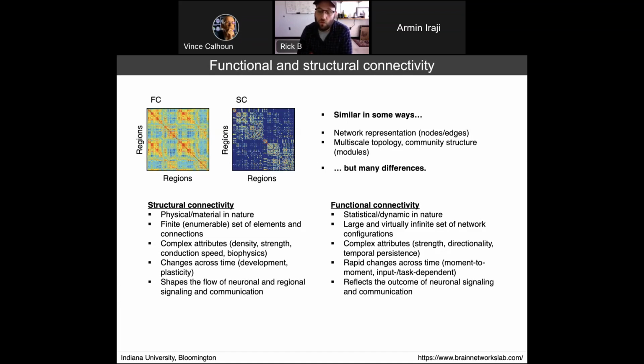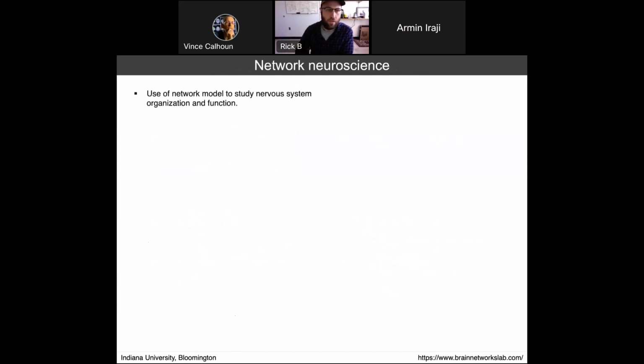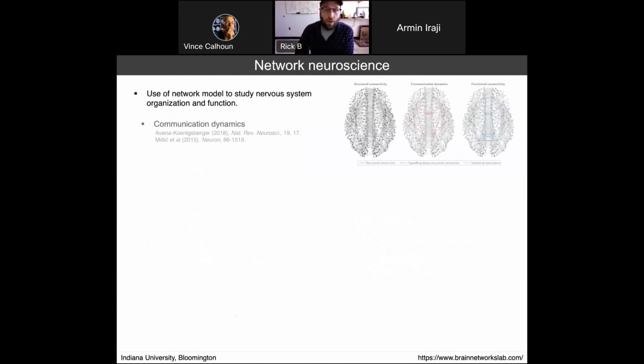And the way we think of functional connectivity, it is the outcome of all of the communication and signaling processes that are unfolding dynamically over the structural connectivity. And collectively, this comprises the modern field of connectomics or network neuroscience. And just one final word, this is a growing field. It has its own sub-disciplines now.